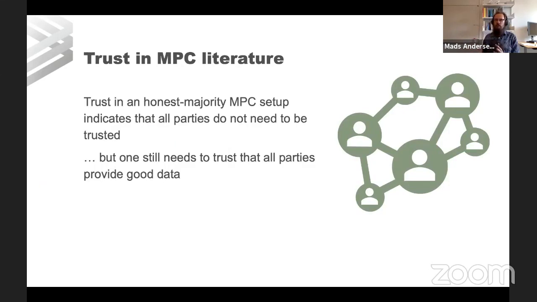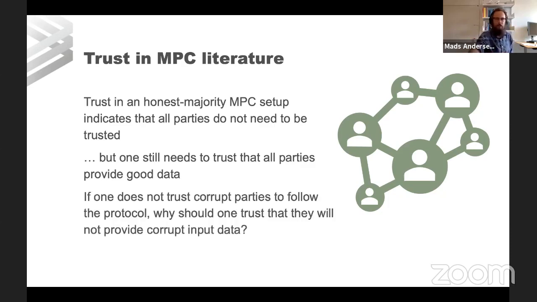So we found that trust in an honest majority setup indicates that you don't really need to trust the other parties, but you still need to trust that they provide good data. But as it's often presented in literature, if you don't trust that these corrupt parties follow the protocol and will try to get the input data out, how can you trust that they won't try to corrupt the output by providing bad data?